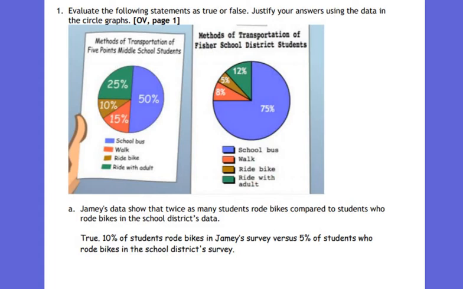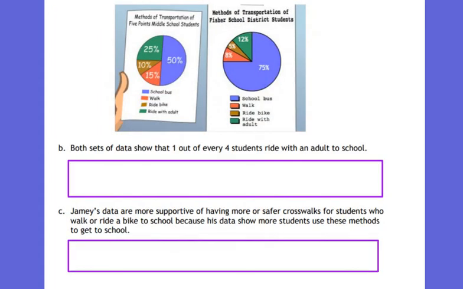Then B, he says he felt like both data sets show one out of every four kids ride with an adult to school. So one out of four. They said one out of four is riding with an adult. What percent is one out of four? 25%. So he says both of these graphs are showing that 25% ride with an adult.